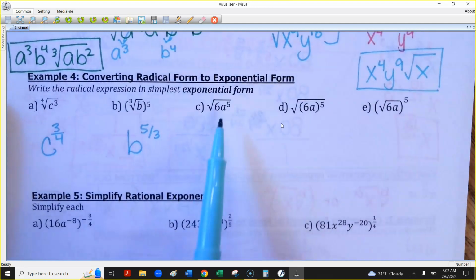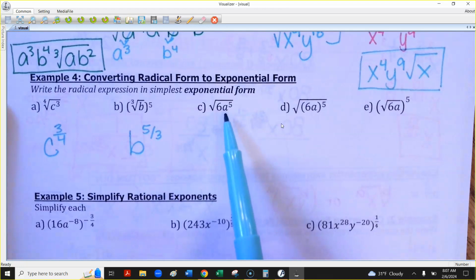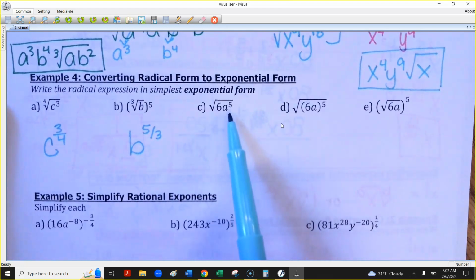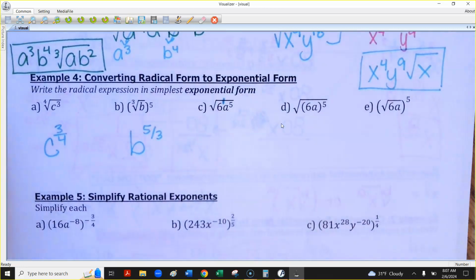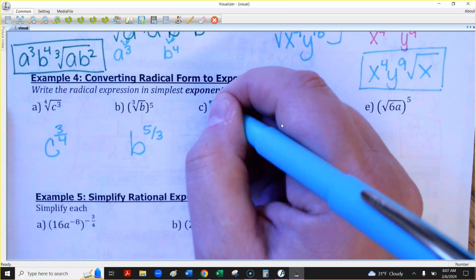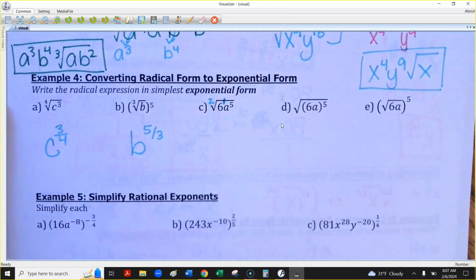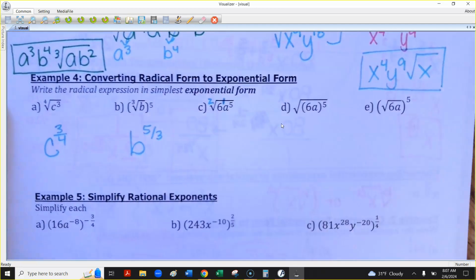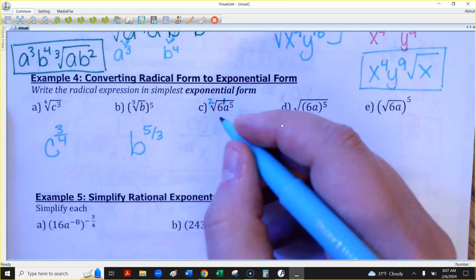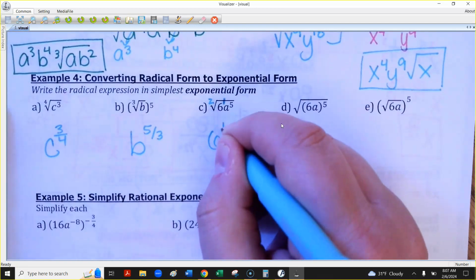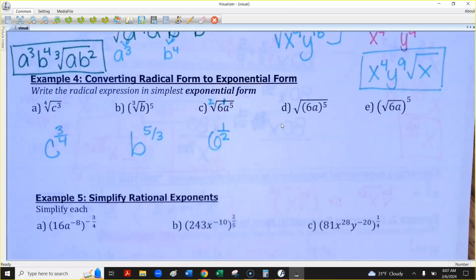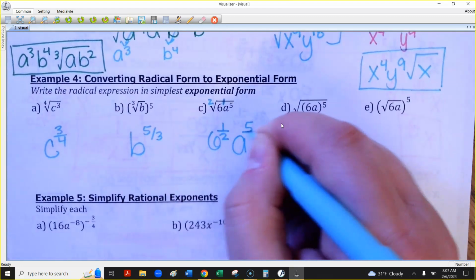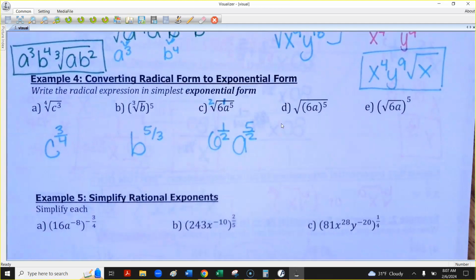This one right here, the only thing being taken to the 5th power is that a. So this inside here is really 6 to the 1st power. And if this helps you in any way, this is a square root, so sometimes I might write the index just to help myself. So if I'm going to write this in exponential form, just the 6 alone, it's just the square root of 6, so I would write that as 6 to the 1/2 power. And then the a would be to the 5/2 power. So it's just writing that in exponential form.